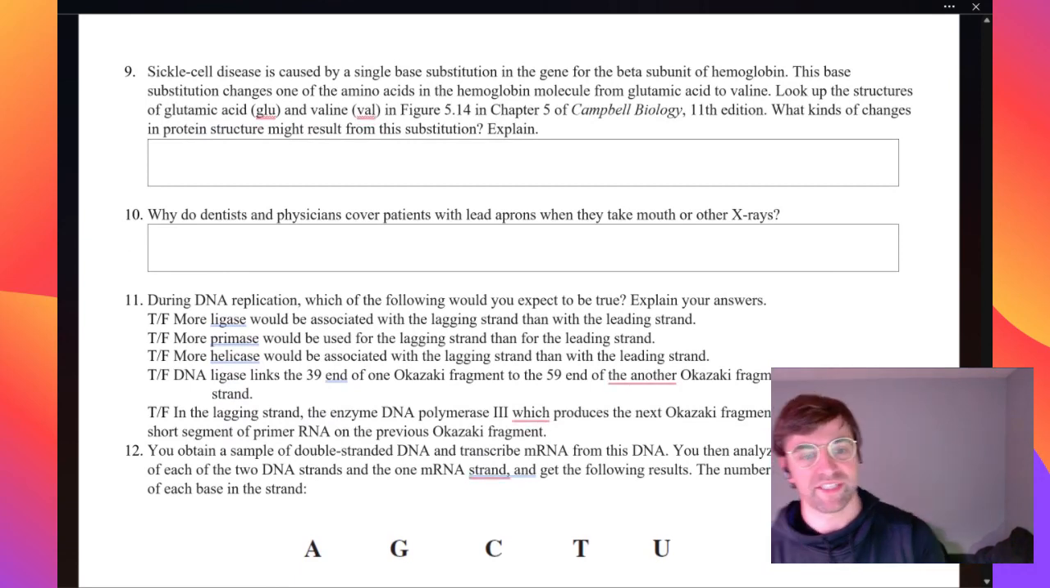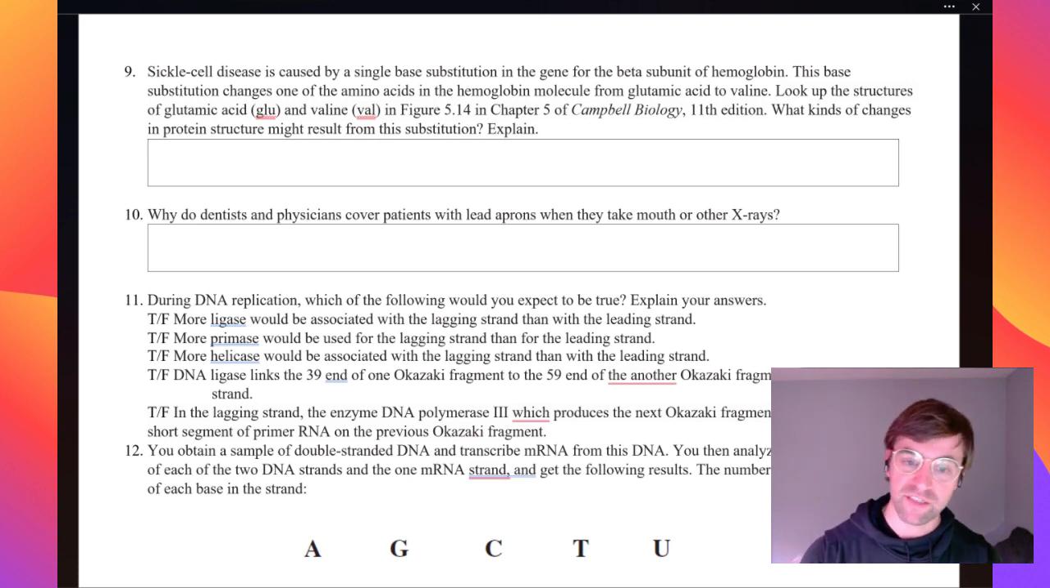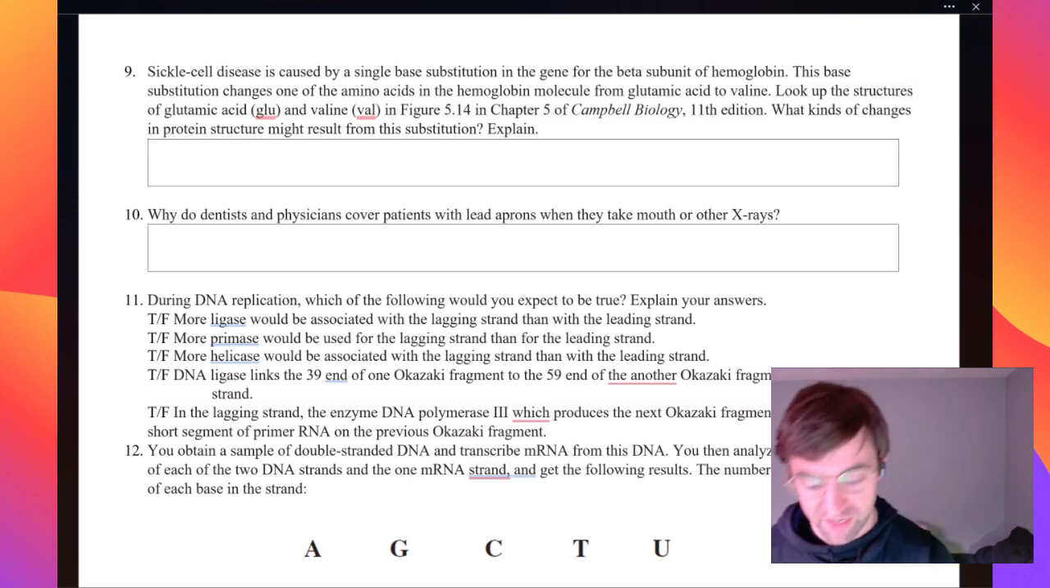All right, sickle cell disease is caused by a single base substitution in the gene for the beta subunit of hemoglobin. This base substitution changes one of the amino acids in the hemoglobin molecule from glutamic acid to valine. Look up the structures of glutamic acid, GLU, and valine, VAL, in figure 5.14 in chapter 5 of Campbell Biology. What kinds of changes in protein structure might result from the substitution, and explain.